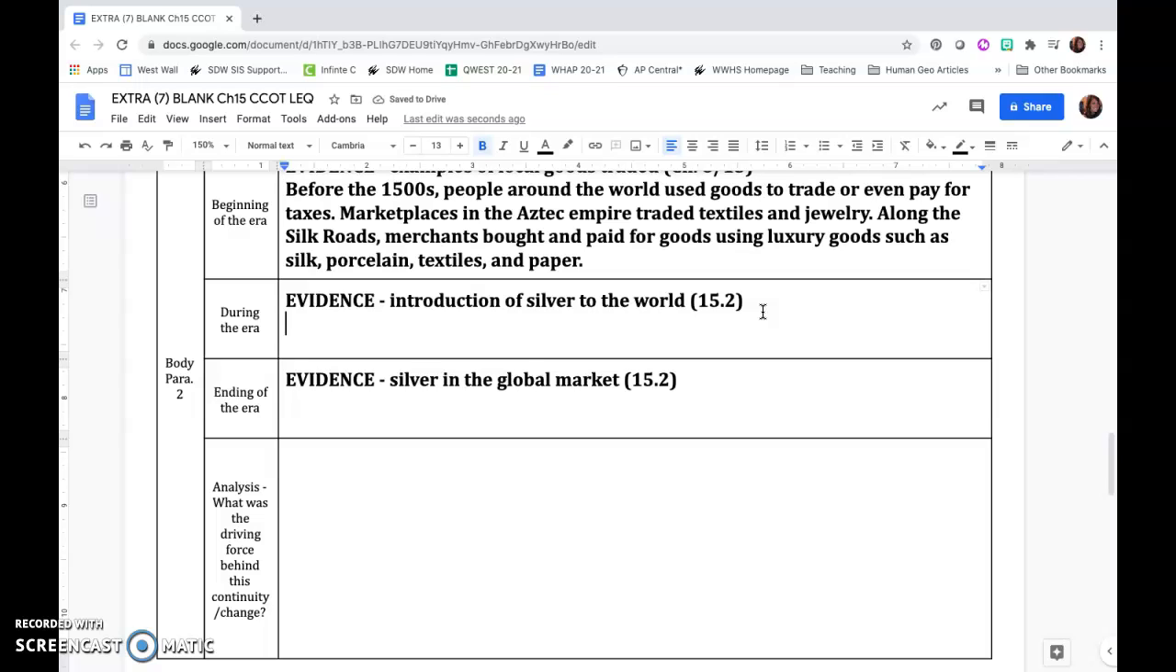What our classmates then talked about is in 15.2, that introduction of silver. We first started off by talking about how the Spanish are going to colonize portions of South America, specifically Bolivia, where that silver is going to be found. We really wanted to hone in on that one city in Bolivia called Potosi, in which those mines are going to be. And then how it's going to be introduced to the world.